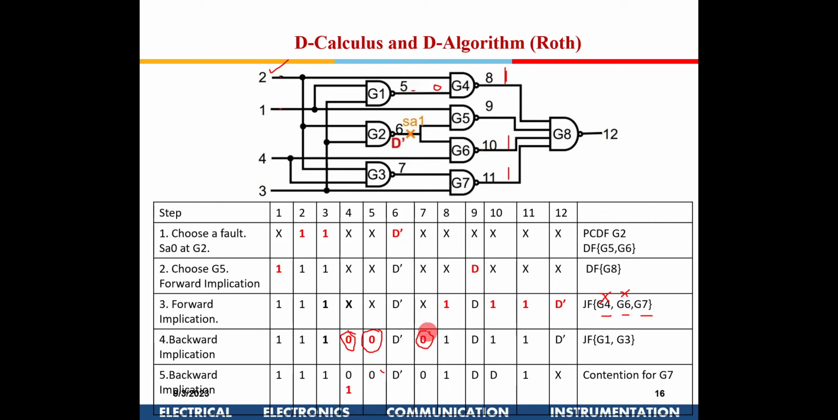So I put a 0 here, right? Now, because I am assigning here, this G3 is going to come into the J frontier, and G1 is going to come into the J frontier, right? Now, for G3, at 7, I require a 0 out here. That means if I have to have a 0 here, 4 has to be 1, and also 2 has to be a 1, but 4 is already assigned 0 here. So there is a contention here. Okay, so that cannot happen.